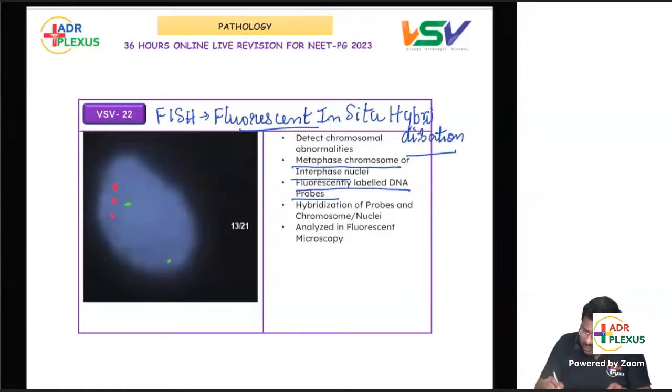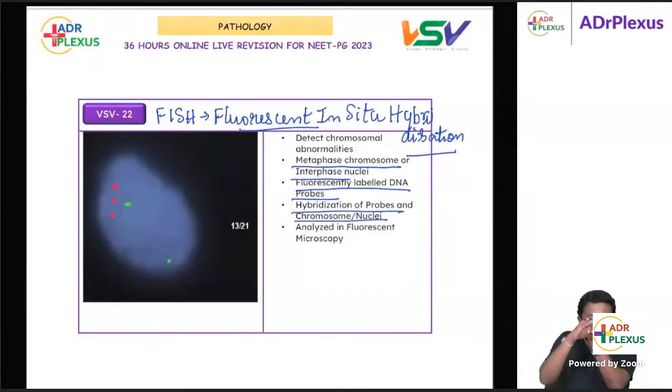Then what you will be doing is hybridizing the test sample with the DNA probe. There is a test sample, and you will be adding that DNA probe to the sample. The DNA probe is now fluorescently labeled. You are incubating, hybridizing it, giving time for the DNA probe to act with the cell.